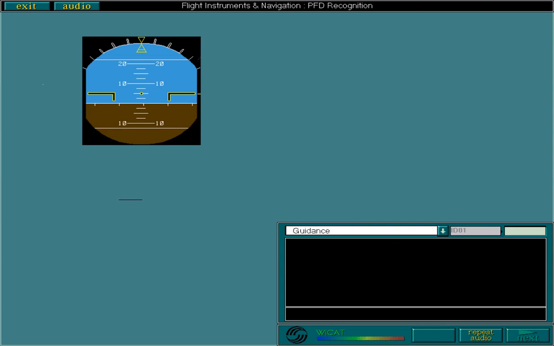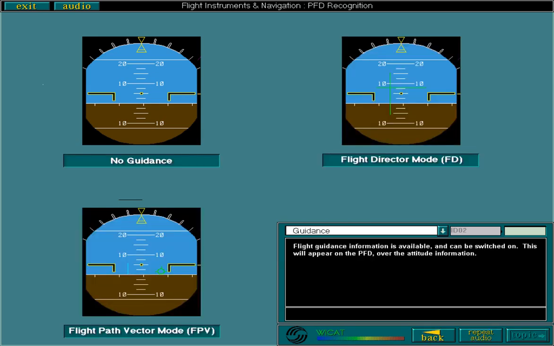Flight guidance information is available and can be switched on. This will appear on the PFD over the attitude information. We will look at flight guidance in the next lesson, but for now you should be aware that flight guidance may appear using one or the other of these two different symbologies.